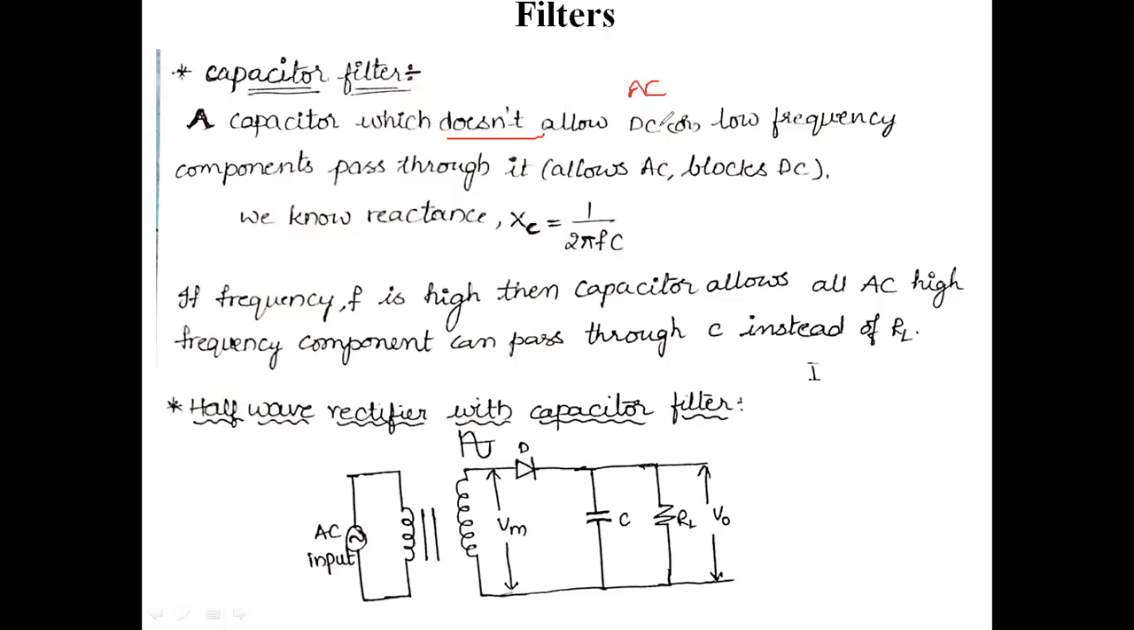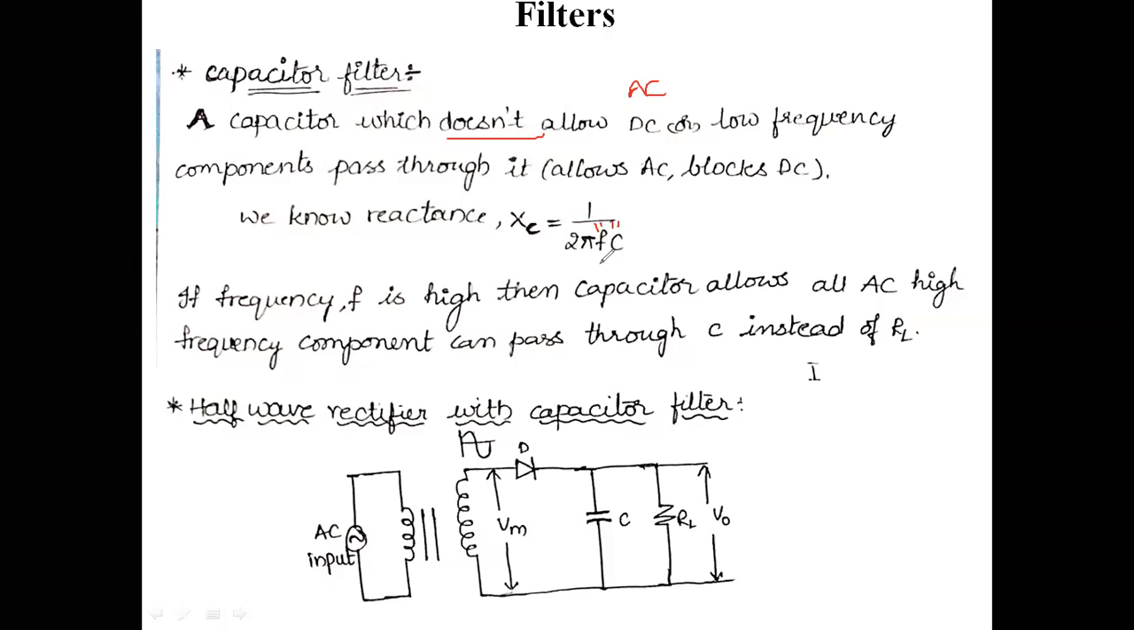Then the reactance of the capacitor is given by Xc is equal to 1 by 2 pi F C. Xc is the reactance, F is frequency, C is capacitance. The frequency is inversely proportional to the reactance of the capacitor here.